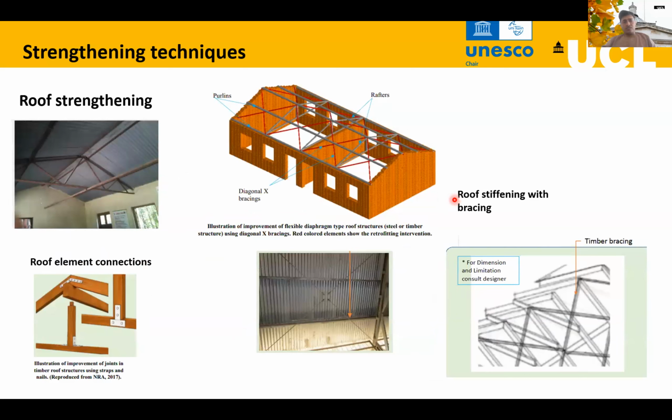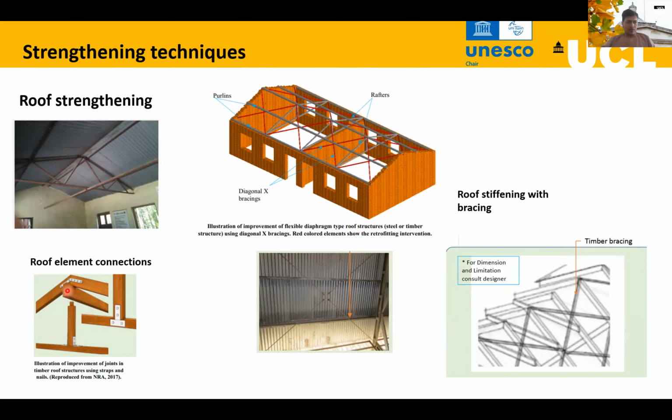In terms of roof strengthening, this is not very structural, but these are also horizontal structures, which help distribute the seismic forces at the horizontal level. For example, in this first photo, the roof structure is without bracing. So we can install bracing to stiffen the roof structure, so that we have more rigidity in its plane.